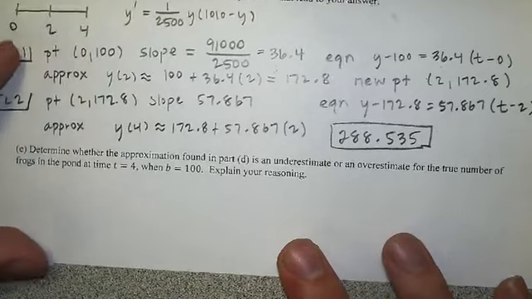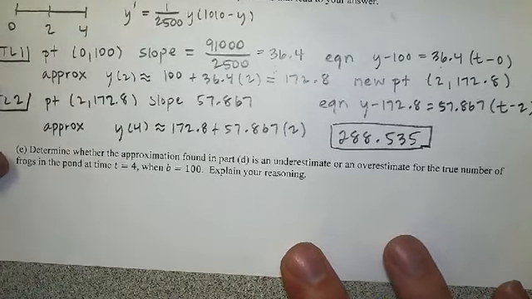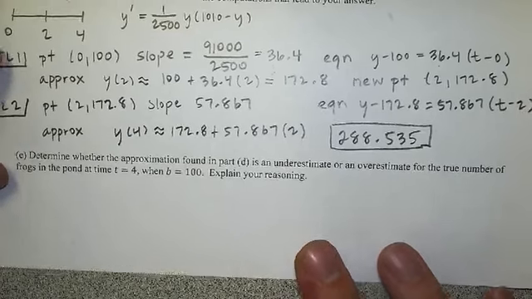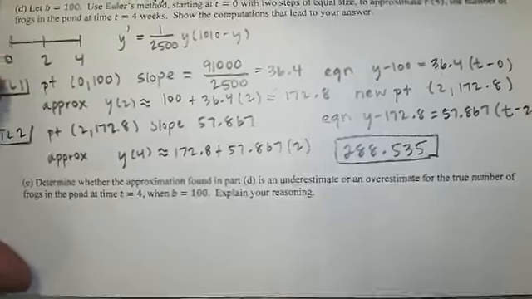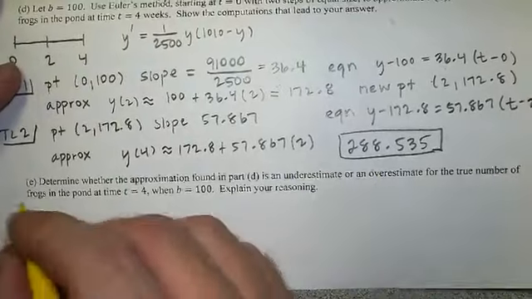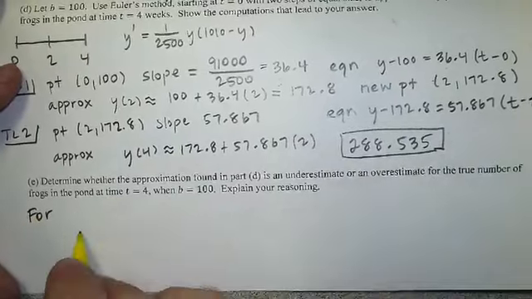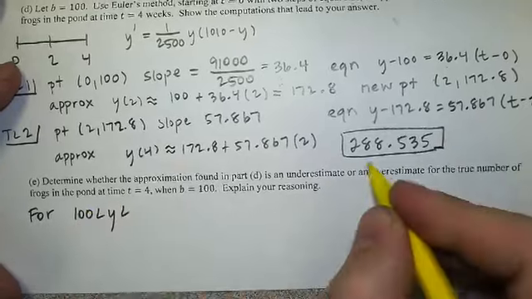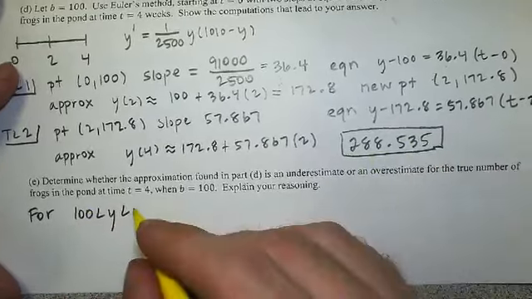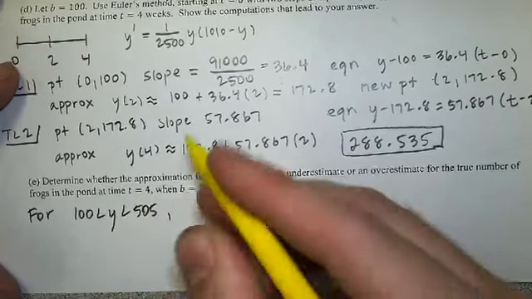All right, what else do they have? Oh, wait, whoops. Determine whether the approximation found in part D is an underestimate or an overestimate for the true number of frogs in the pond at time t equals 4 when b equals 100. Explain my reasoning. Okay, well, for y between 100 and, say, 288, well, really, I guess it's 505.